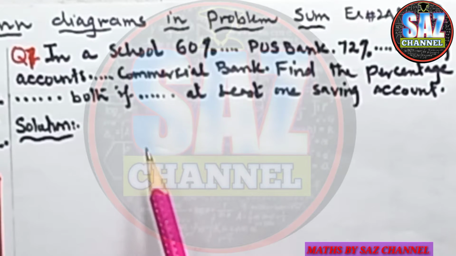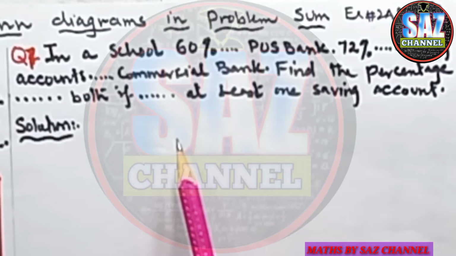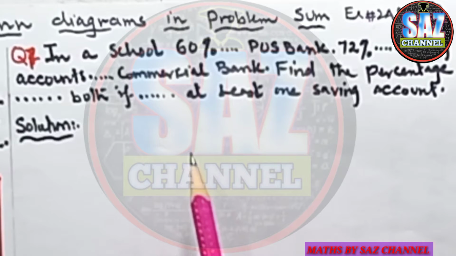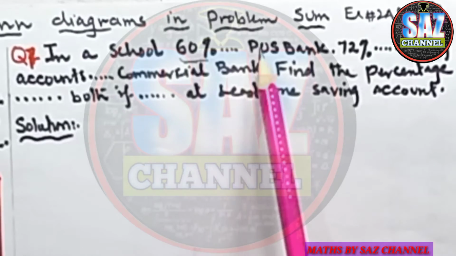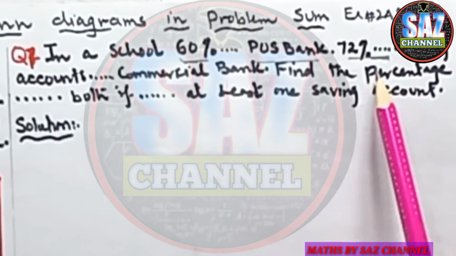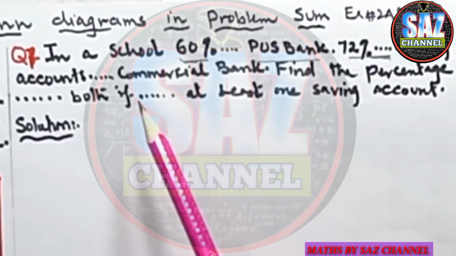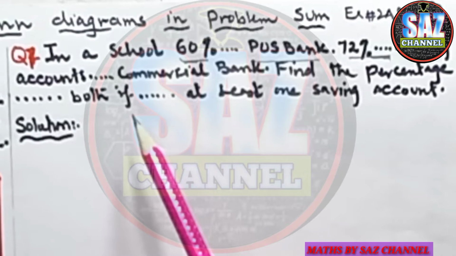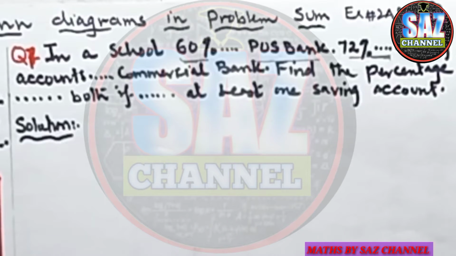In a school, 60% of the people have the saving account with POS Bank and 72% have the saving account with commercial banks. Find the percentage of people who have the saving account with both POS bank and commercial bank if all of the people have at least one saving account.